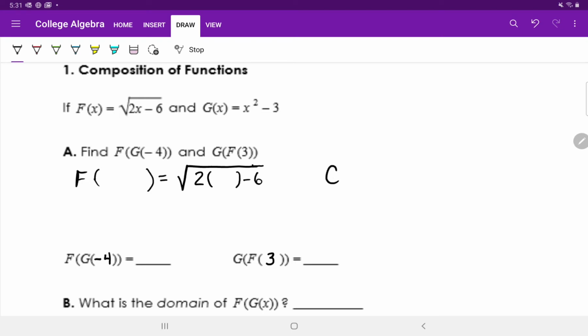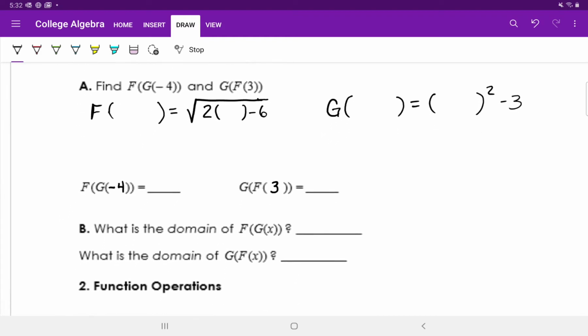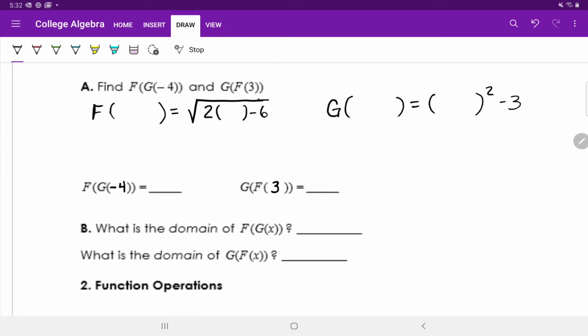Now, when you find g of f, it's the opposite. You're going to start with g, you're going to rewrite g, and leave a big blank everywhere there should be an x. And inside that blank, you're going to put f of 3, in fact. And so simplify those down, get your numerical answer. And that's part A. Part B, you can completely ignore.